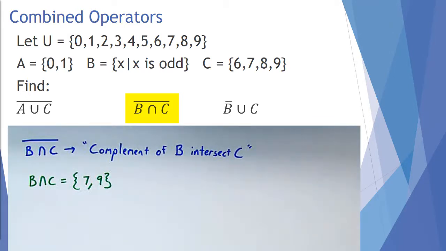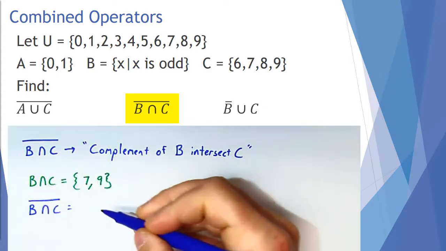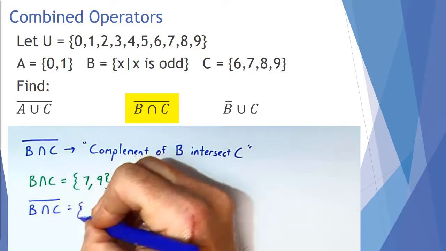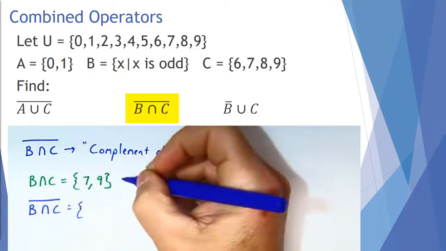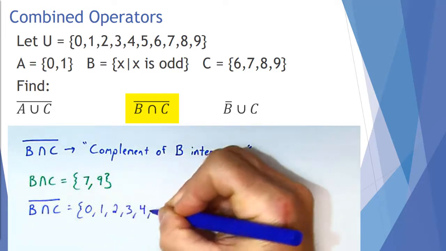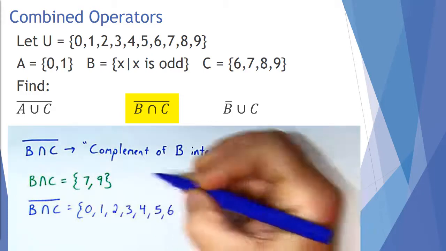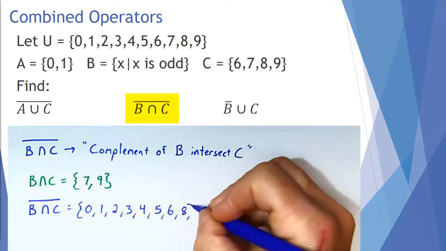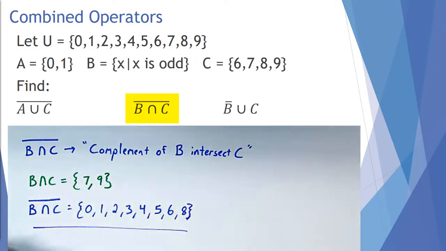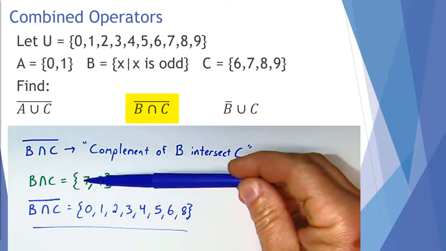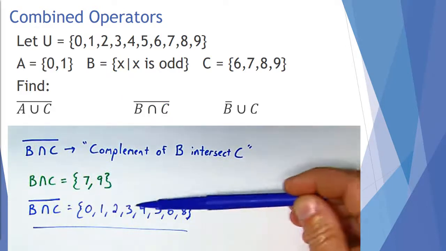So if we want the complement of B intersect C, then we want all the numbers in our universe that are not in B intersect C. So all the decimal digits that are not 7 or 9, that's going to consist of 0, 1, 2, 3, 4, 5, 6, not 7, 8, and not 9. And so that is the end of our set. That is the complement of B intersect C. Notice that our universe has 10 digits in it. And so since B intersect C has 2, the complement has to have the other 8.